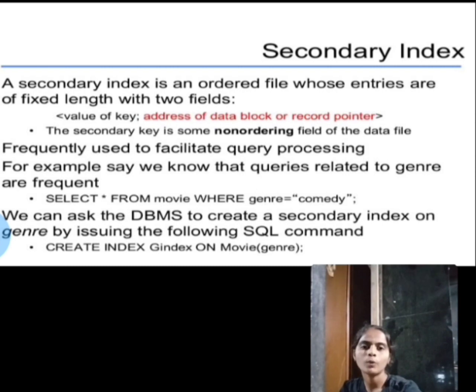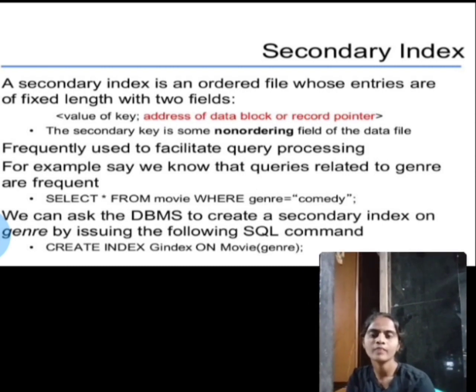Now let us know about secondary index. A secondary index is an ordered file whose entries are of fixed length with two fields. First one is value of key, second one is address of data block or record pointer. The secondary key is some non-ordering field of the data file, frequently used to facilitate query processing.